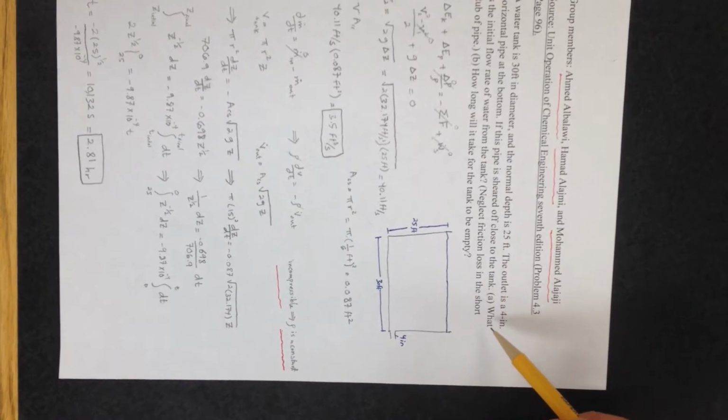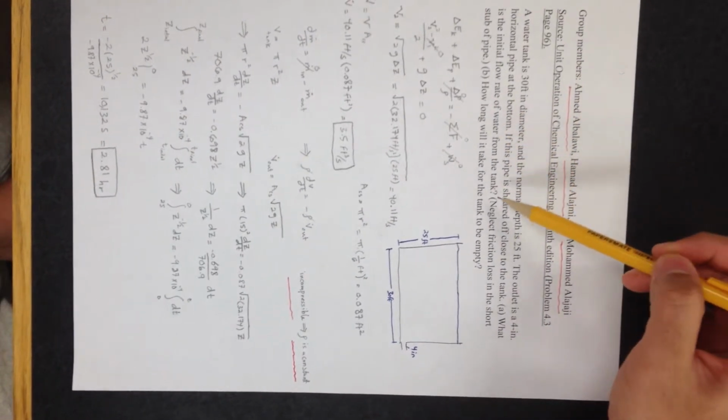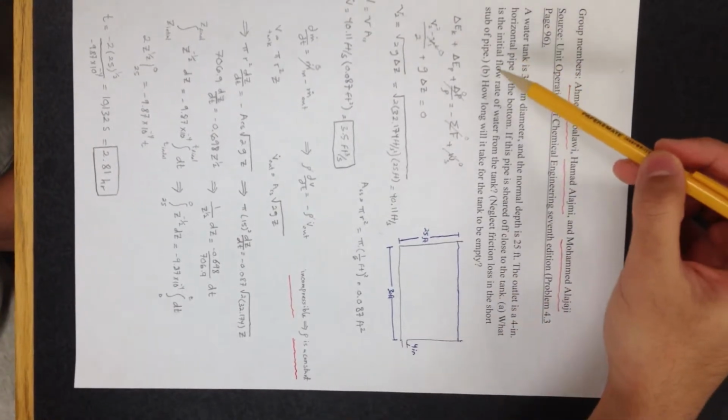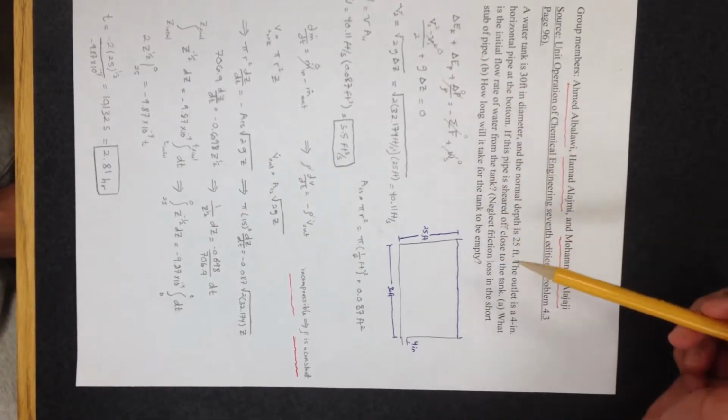Part A, what is the initial flow rate of water from the tank? Neglect friction loss in the short stub of pipe. B, how long will it take for the tank to be empty?